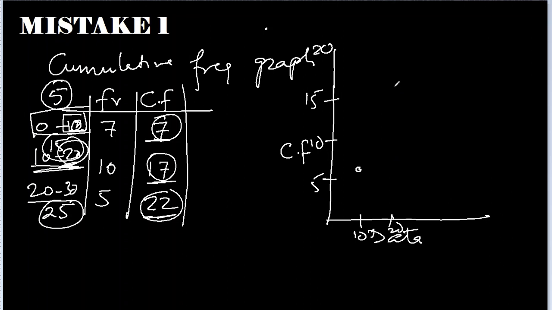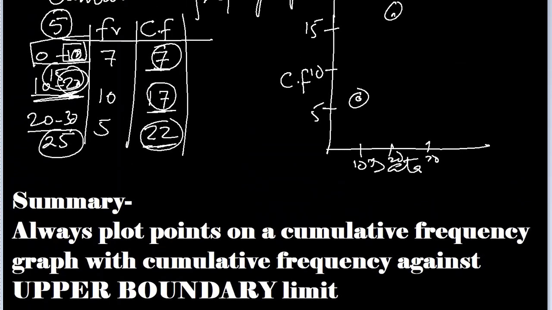So 17 will be somewhere here. And then 30 and 22. This is how the points should be plotted: the upper boundary limit with the cumulative frequency. Here is the summary of what I said. So we have to focus on the upper boundary limit against the cumulative frequency.